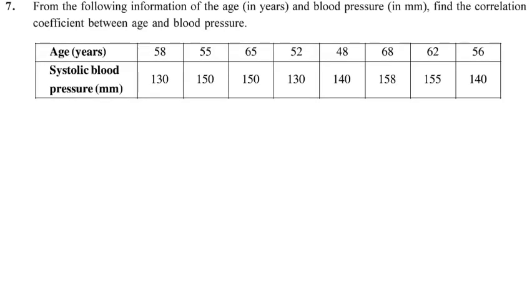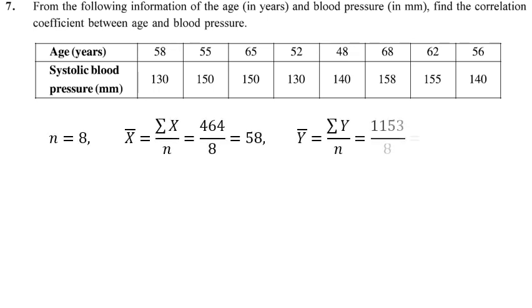The 7th question is about the age and the systolic blood pressure, that means in short BP. So age and BP, and the mean age is 58 years while the mean BP is 144.125. First of all, fractions, no x bar y bar. Second thing, big values, no xy. So naturally we are going to use the UV method.